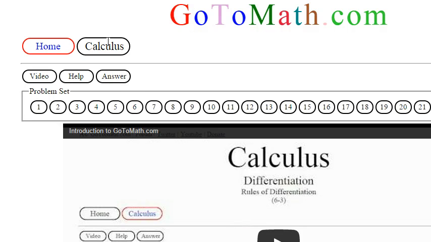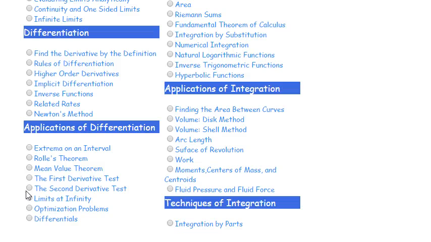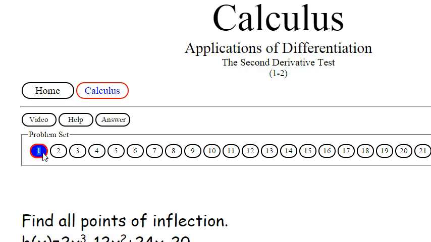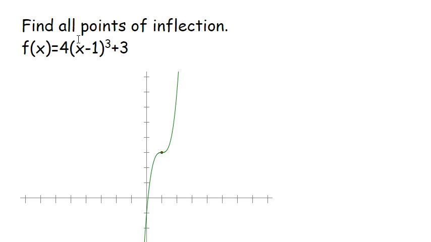Okay, we're here at gotomath.com. Let's go down to the second derivative test. This will be the first problem for 1-1. It's asking to find all inflection points of the function here.